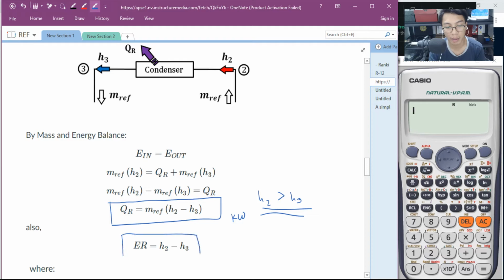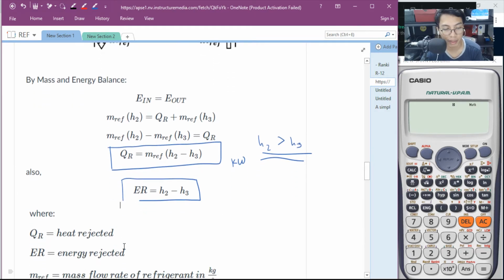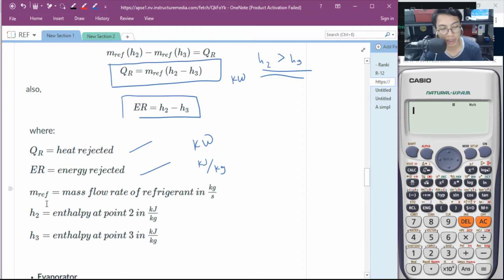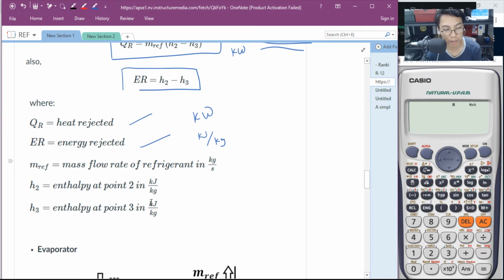And ER. What is ER? ER is the heat rejected from the refrigerant or the energy rejected. Yan. QR is the heat rejected or ER is energy rejected. Si ER, iba kay QR. Bakit? Si QR kasi is in power. Si ER kasi is in specific energy. Okay? Ganun pa rin naman, mref. H2 is enthalpy at point 2. H3 is enthalpy at point 3 where that is saturated liquid.